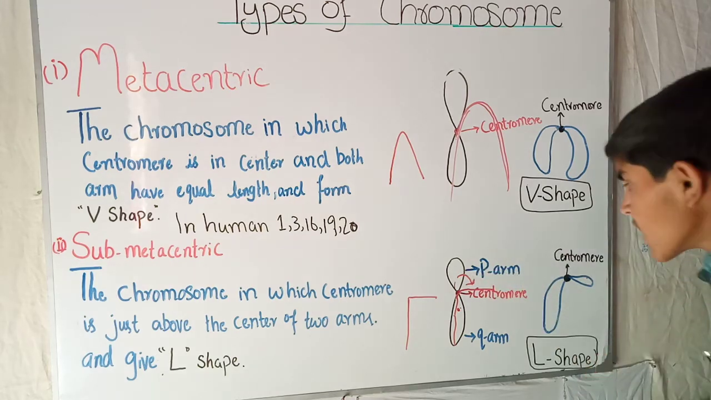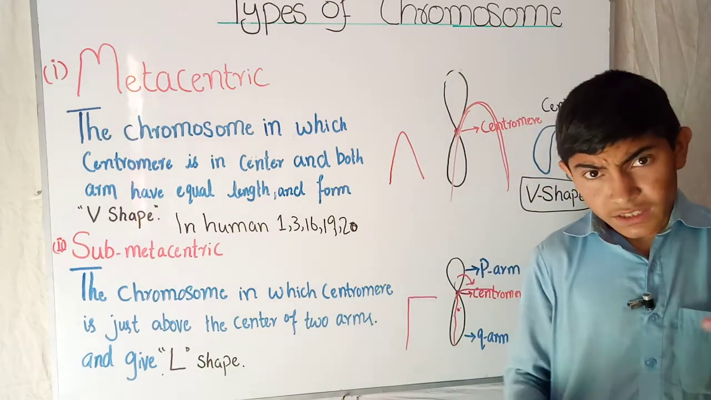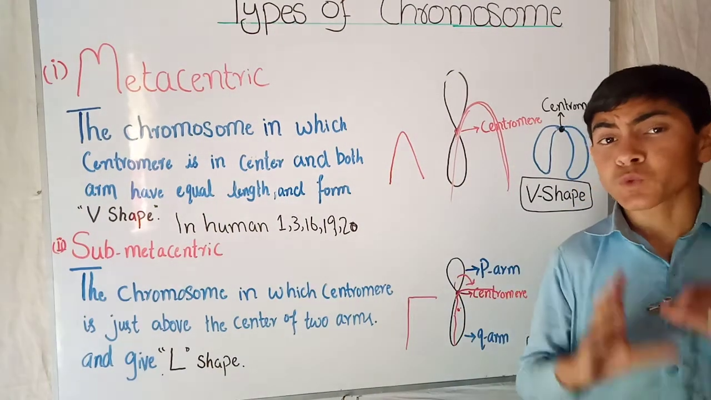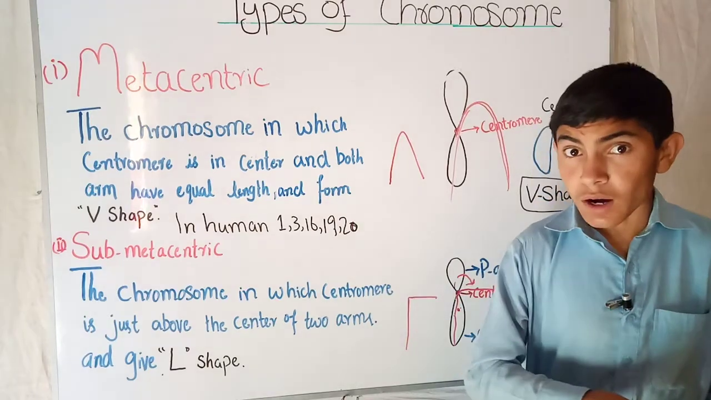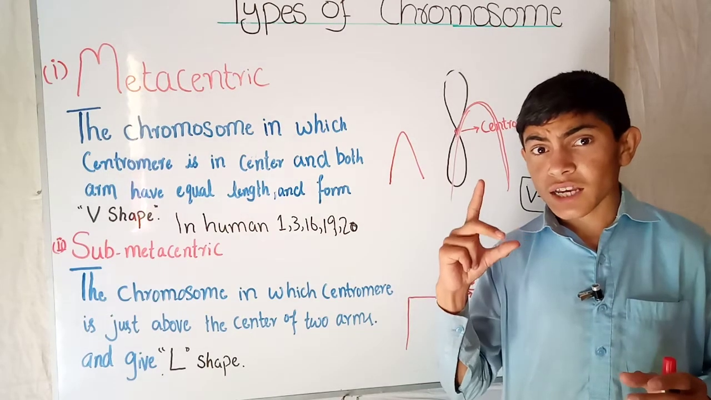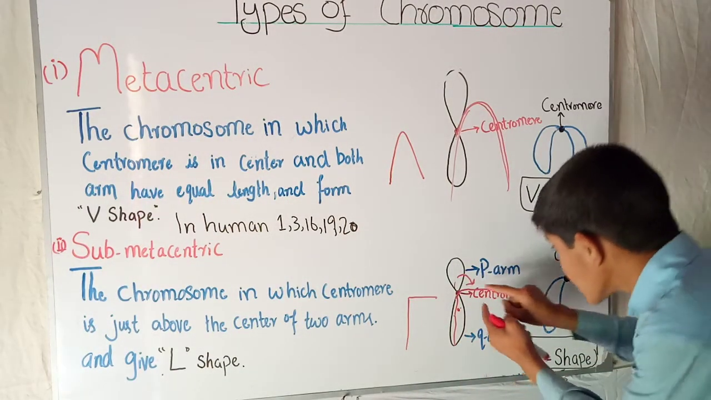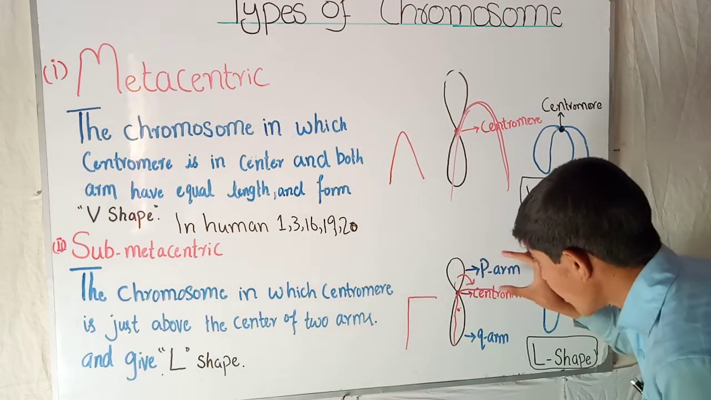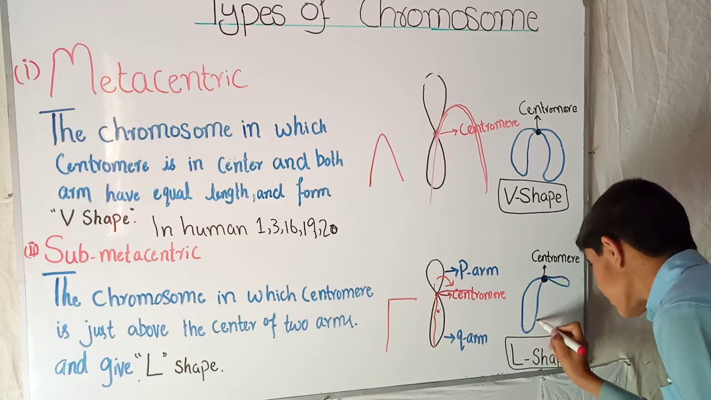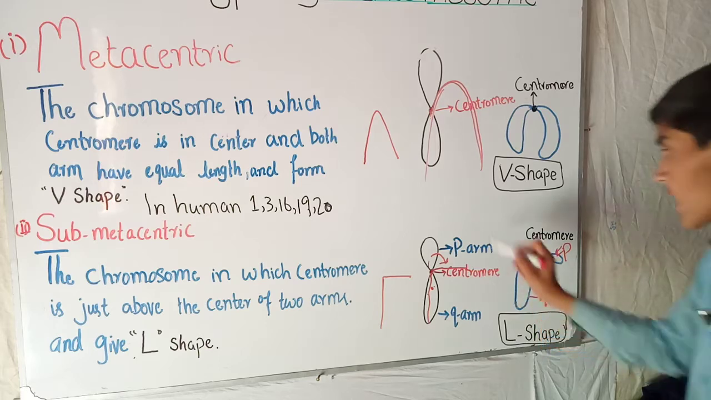In the case of this chromosome, one arm is smaller than the other. Every chromosome has two arms: one is the P arm and the second is the Q arm. The arm which is smaller in size and length is recognized as the P arm, and the long arm is called the Q arm. You can see here this is the short P arm and this is the Q arm. It gives us the L shape.